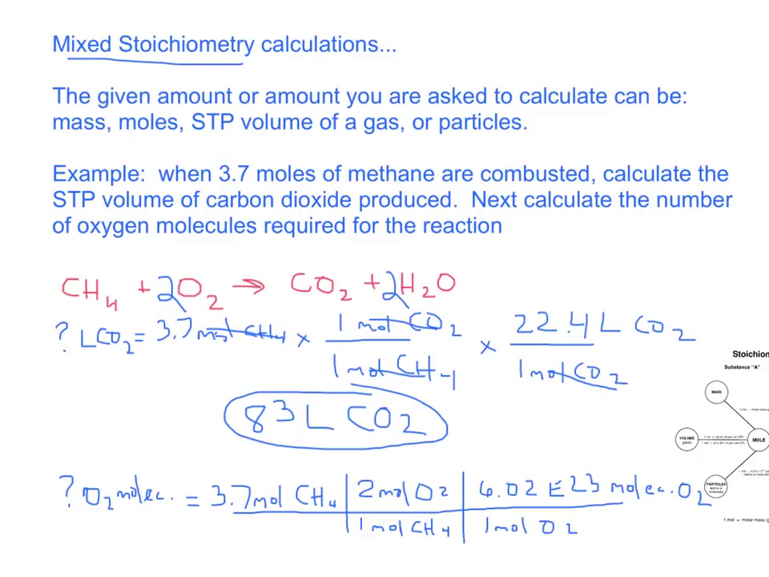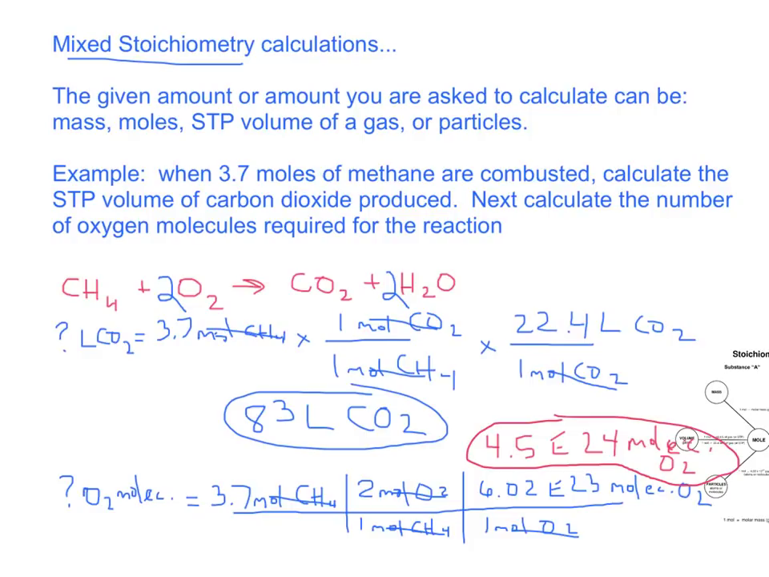And then we just use the Avogadro's number equivalence, that a mole of anything is that many molecules or particles of it. Units are going to cancel out. The moles of methane divides out, the moles of oxygen divides out, and your unit comes out molecules of oxygen. And now it's just cleaning up the math. 3.7 times 2 times 6.02 times 10 to the 23rd. I just did the calculation. It worked out to 4.5 times 10 to the 24th molecules of O2 with the correct significant figures.